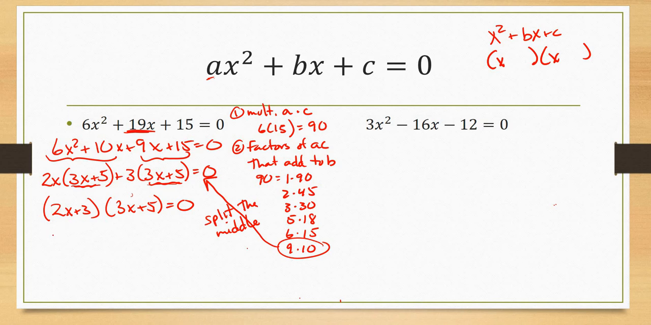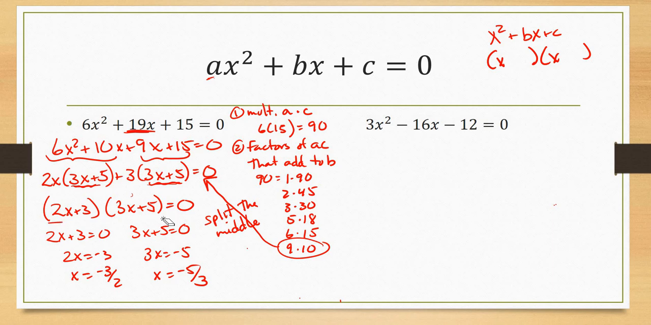But now I am down to my factors that can both be set equal to 0, and subtract 3, divide by 2, subtract 5, divide by 3. So those are my solutions. These are my factors. These are my solutions. Pause the video and try this one on your own.